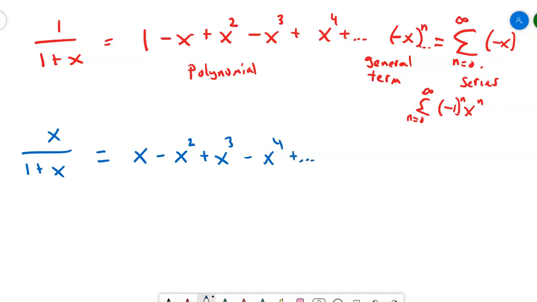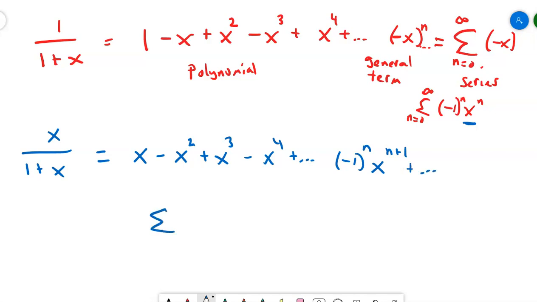How do I write the general term for this? Well, now I still want the signs to alternate the same way, so I still want that negative 1 to the n. But if I take this x to the n over here and I multiply it by another x, then I'm going to have one more x than I had before. So instead of n of them, I'm going to have n plus 1 of them. So there's my general term.